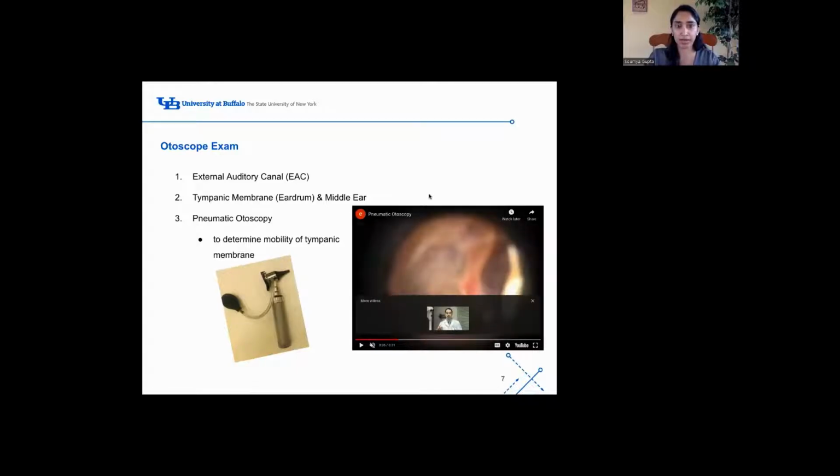We can break down the otoscope exam into three different parts. First, you're looking at the external auditory canal. Then you'll also want to see the tympanic membrane or the eardrum and the middle ear. And then the last part is to do pneumatic otoscopy. The reason why we do that is we want to determine the mobility of the tympanic membrane. Normally it should be mobile, but if it's not, then that could be some type of disease process going on. And the way that we do that is with a closed head otoscope.